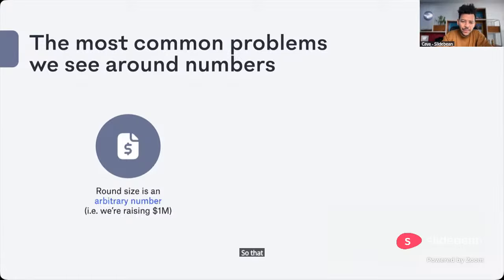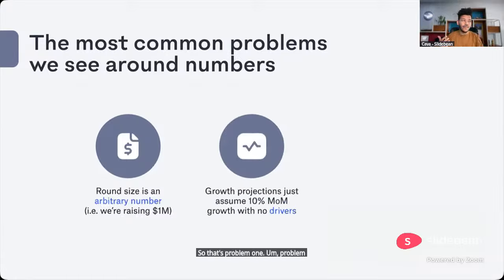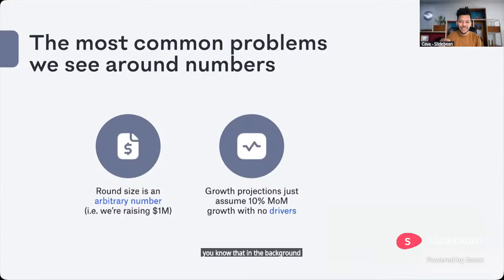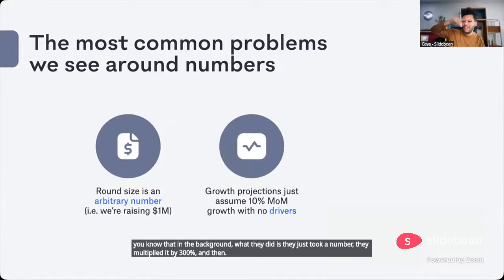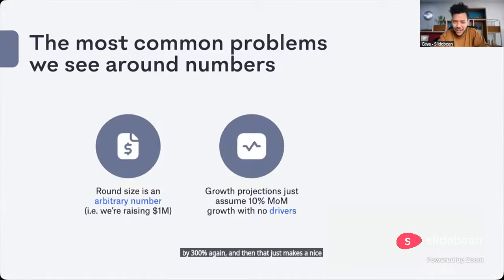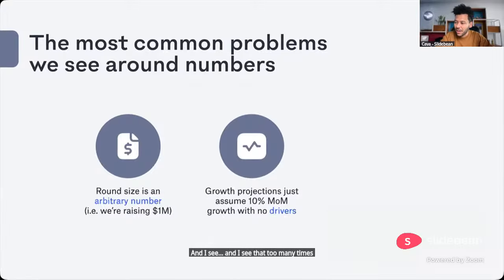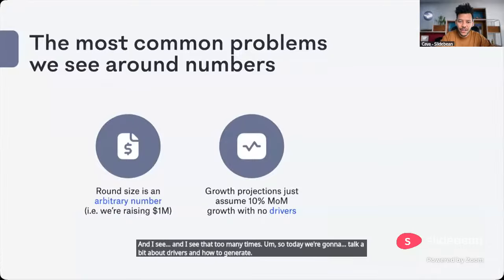Problem two that we see very often is hockey stick charts on pitch decks. When a chart is so crazy hockey stick, you know that in the background they just took a number, multiplied it by 300%, and then by 300% again, which makes a nice hockey stick. They put it in almost like decoration, but there's no real homework behind that chart, and I see that too many times. So today we're going to talk a bit about drivers and how to generate forecasts that are actually realistic.